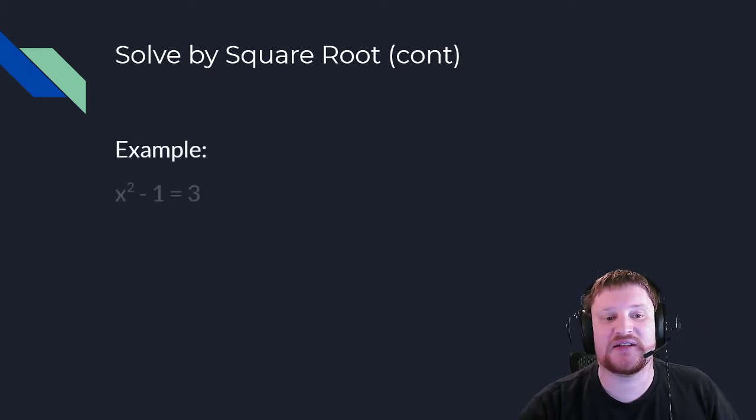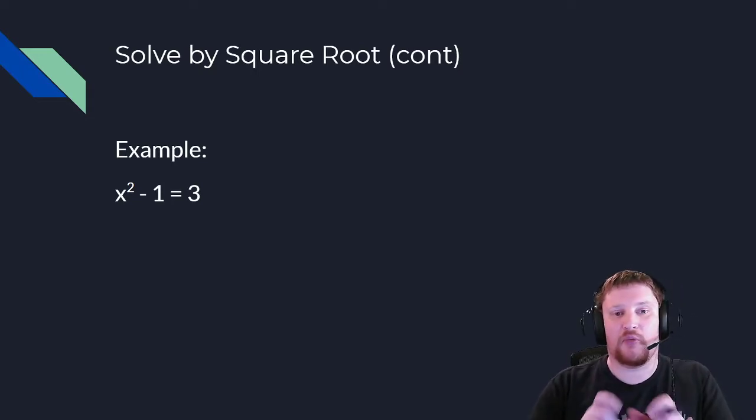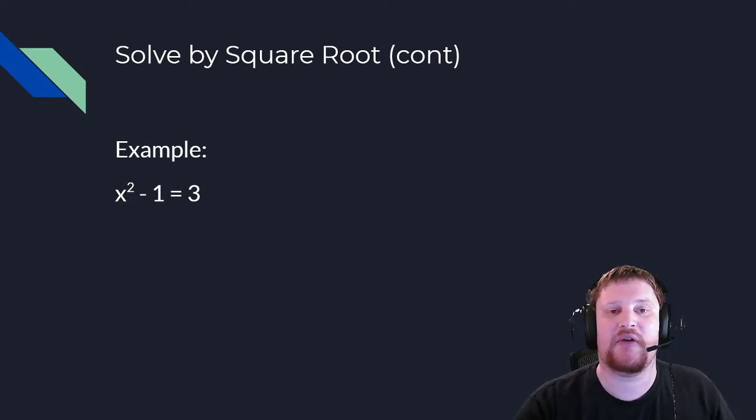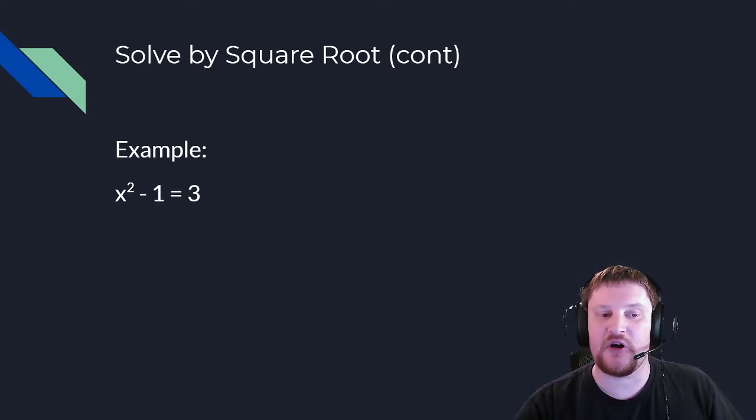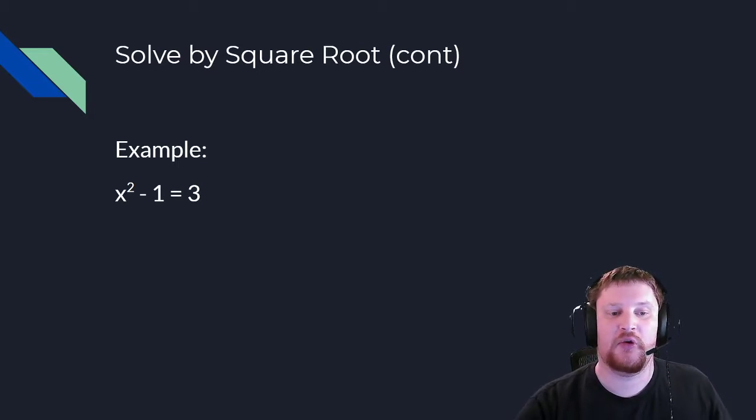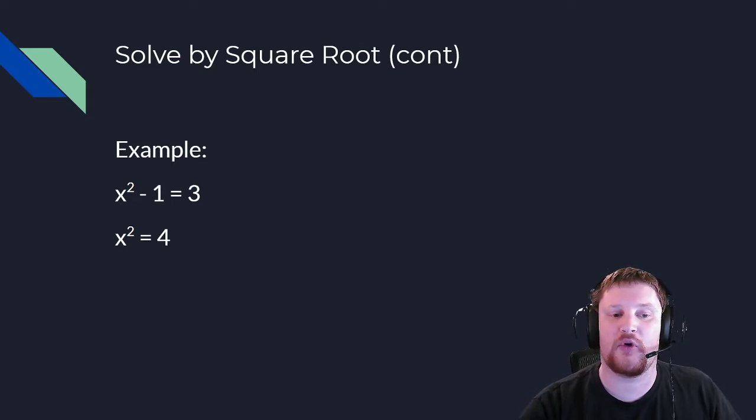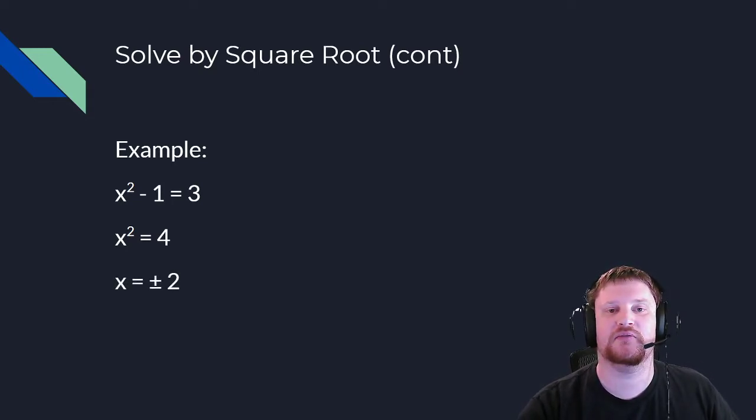So let's take a look at an example. The same one we did before: x squared minus 1 equals 3. Before, we subtracted the 3, we got negative 4, we factored it out, and we called it a day. However, let's look at the much simpler method of solving this using a square root. Our first step is to get x squared by itself. Right now we're subtracting 1 from it. The opposite of minus 1 is plus 1, so we get x squared equals 4. Now that the x squared term is by itself, we can take the square root of both sides. Well, the square root of 4 is plus or minus 2. We're done. It's that simple.